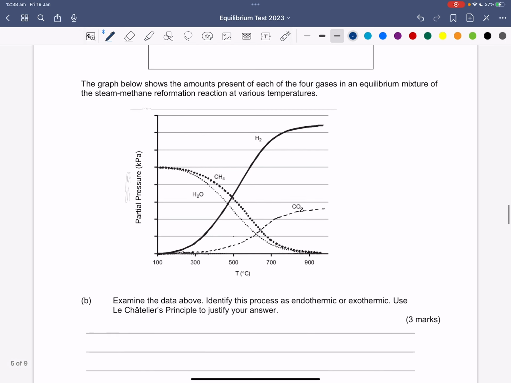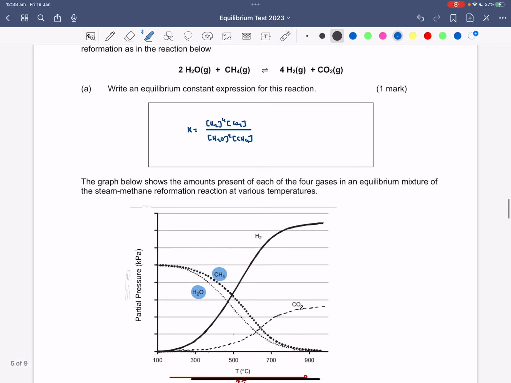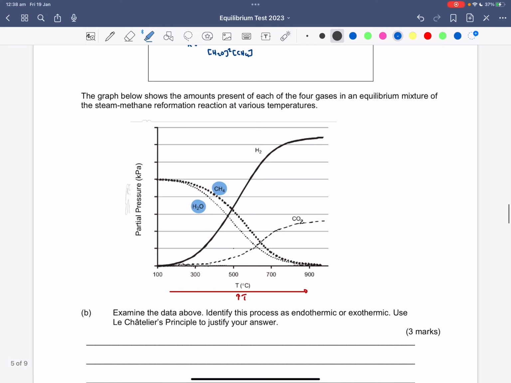So what I want everyone noticing, it's honestly pretty straightforward. As we go to the right, you can clearly see that the temperature is increasing. It's going from 100, 300, 500, etc. all the way to 900. So as we increase in temperature, you should notice two things. You should notice that the CH4 and the H2O, which just happen to be your two reactants, are decreasing in concentration. You can see that they're both decreasing.